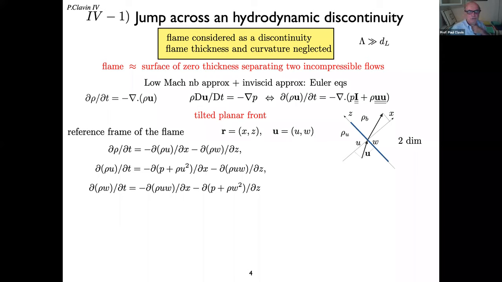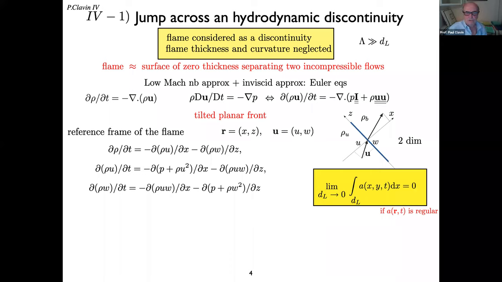flow. So in order to obtain this, I have written here, where is my pointer? Okay, I have written here the Euler equations in multidimensions. u is the x component of the flow velocity, w is the y component. I will integrate this equation across the flame, and I will take the limit of the flame thickness going to zero.